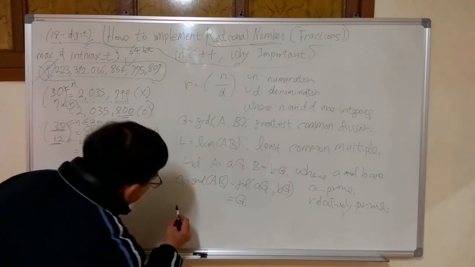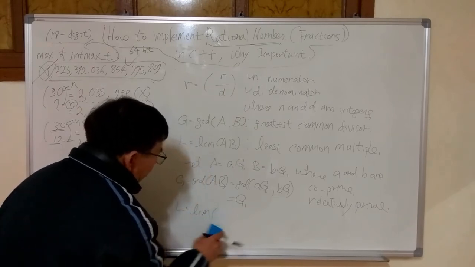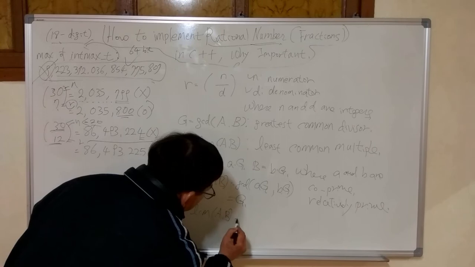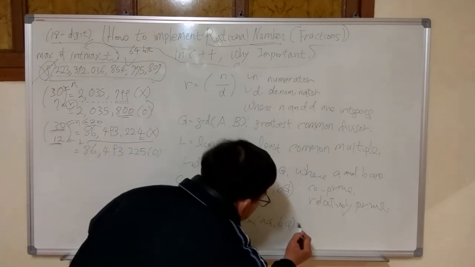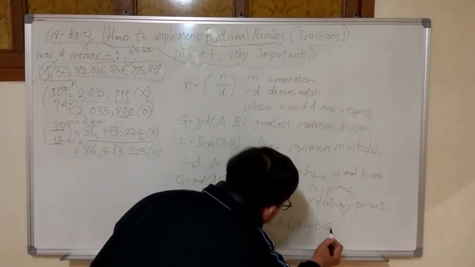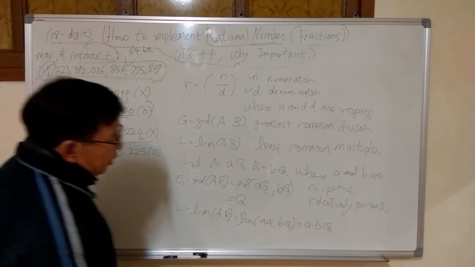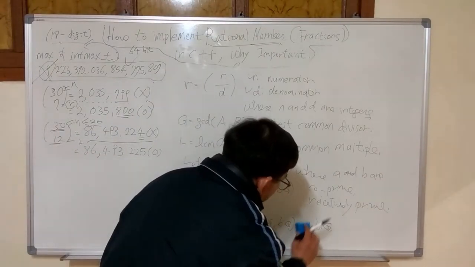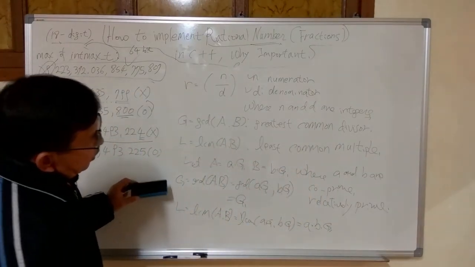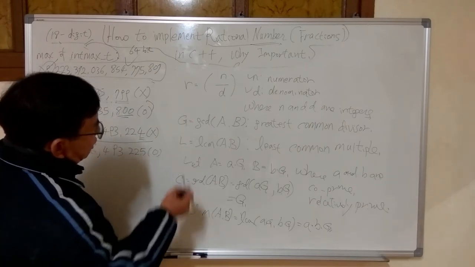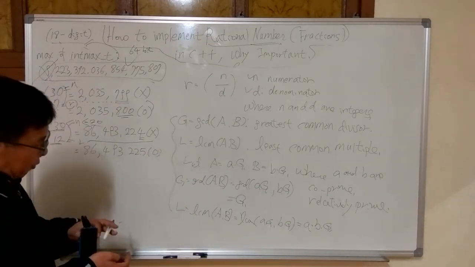And LCM, L, is defined like this: LCM of A and B equals abG. This is the LCM, the least common multiple of two numbers. So basically, you have to remember these equations, these terms and relations. And there is one more relation between these numbers.